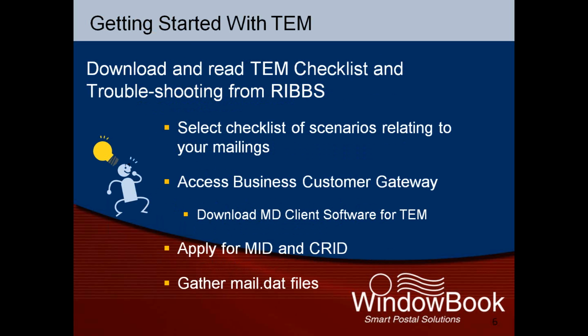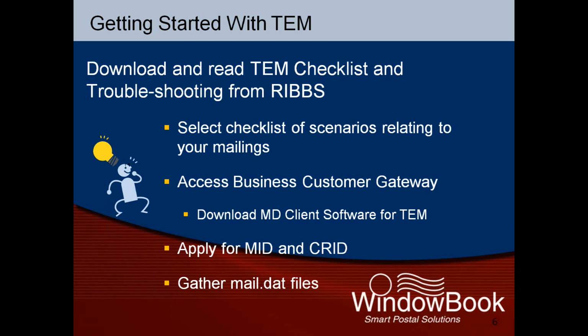So, how do mailers get started with TEM testing? Well, the first thing mailers should do is go to the USPS RIBS website and download the TEM checklist and troubleshooting document. Mailers should read this document to understand more about the various TEM testing scenarios and to select the checklist that maps the type of mailings that you do. The more different types of mailings that you do, the more extensive your TEM testing process will be.